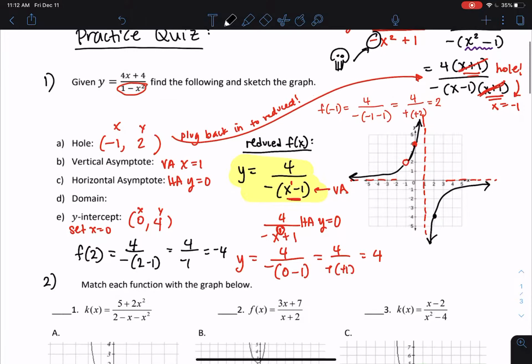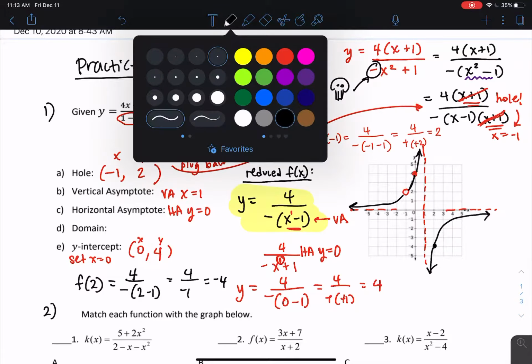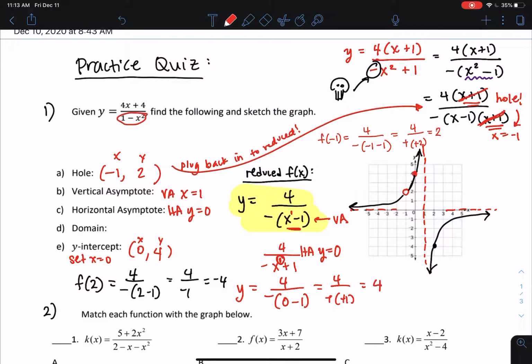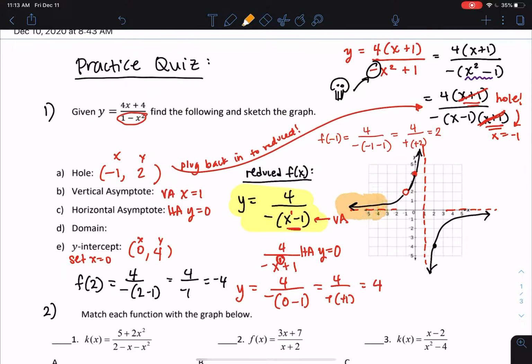All right, let's continue on. Oh, let's answer the domain question. So the domain is all the values, the x values where the graph exists. I'll highlight in orange. So the graph exists from negative infinity for all those x values until negative 1. It doesn't exist at negative 1 because of that hole there. So we got to exclude that from our domain.